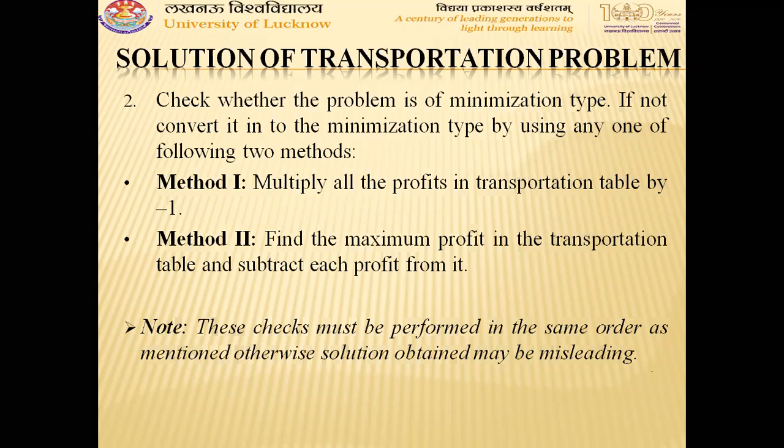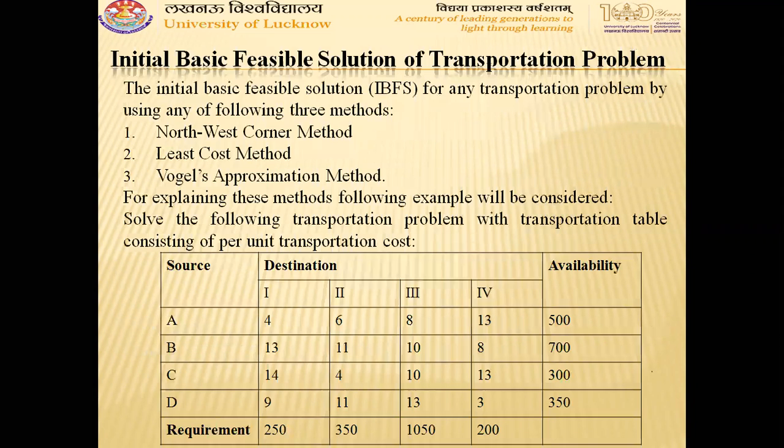And these checks are performed in the same order. That means first we check whether summation ai is equal to summation bj. Then we check whether the problem is minimization type or maximization type. If we change the order of these checks, then the solution will be misleading.